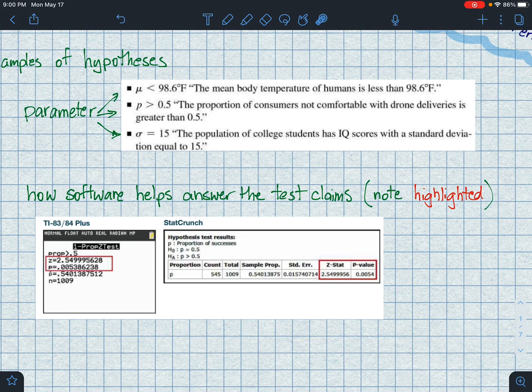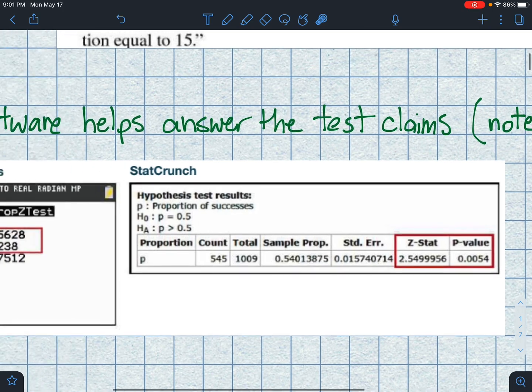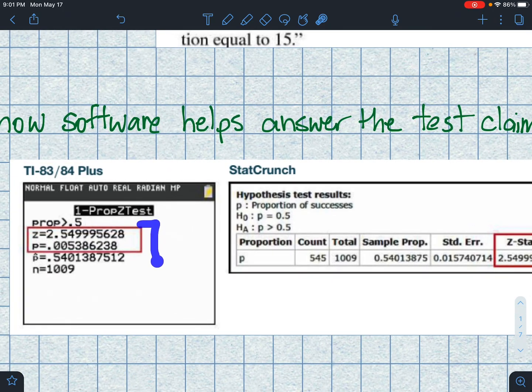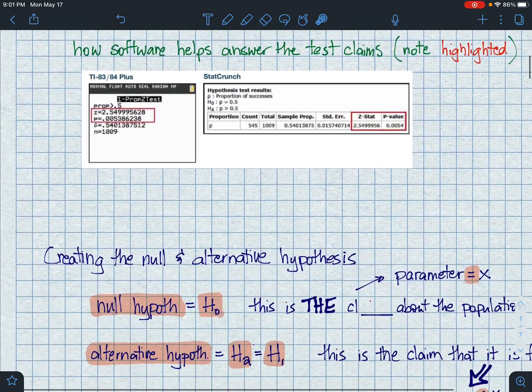Software can help us answer this question by coming up with z-stat and p-values. And we can get this either in the TI world or in the hypothesis test results. I haven't yet figured out how to do this on the StatCrunch. Hopefully by tomorrow I'll have figured this out.